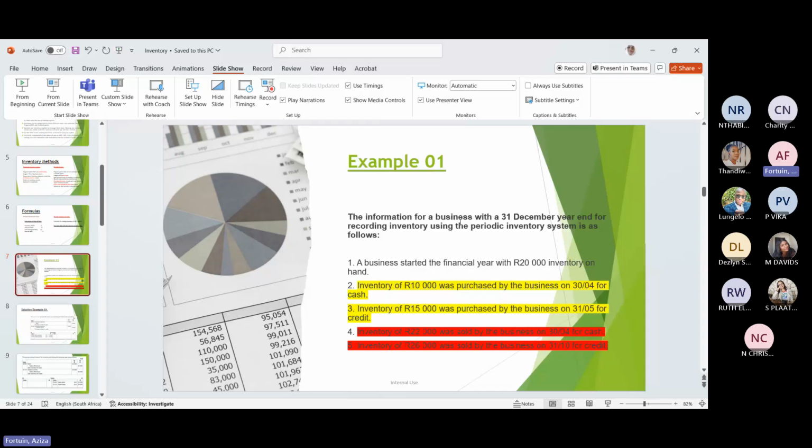Okay, the information for a business with a 31 December year end using a periodic inventory system is as follows. So a business started the financial year. Okay, maybe before we get to that, let's just do some illustration via T accounts, especially dedicated to Ruth Elizabeth van Wyk.